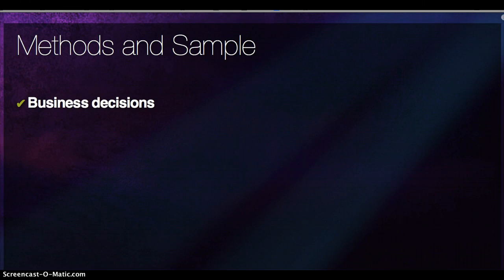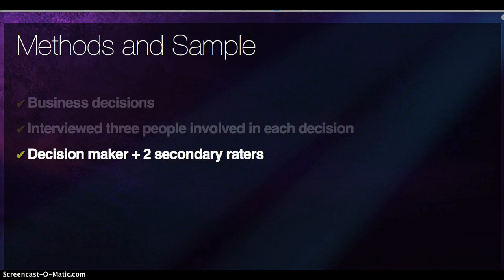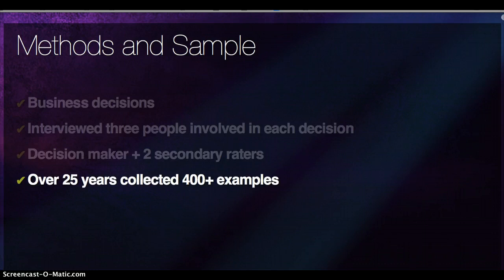Most of these are large businesses, or large business decisions at least, around buying new product lines, acquisitions, and so forth. Each of the decisions, he has his graduate students interview three people involved with the decision in the decision-making process. So they interview the decision maker plus two secondary raters for the decision. So these are the people who can verify what the initial person is saying. In over 25 years, he's collected over 400 examples of these decisions.